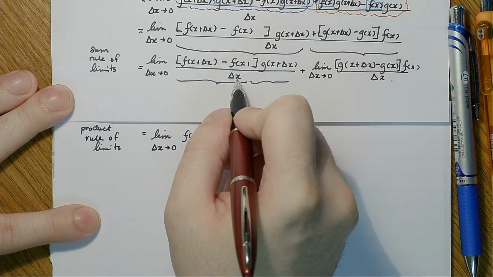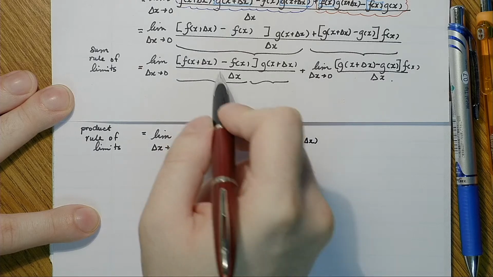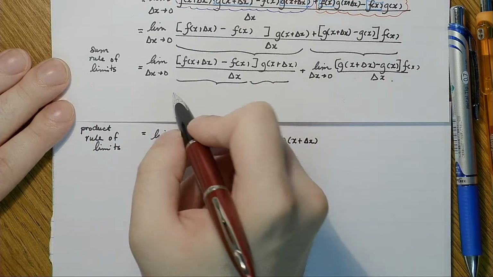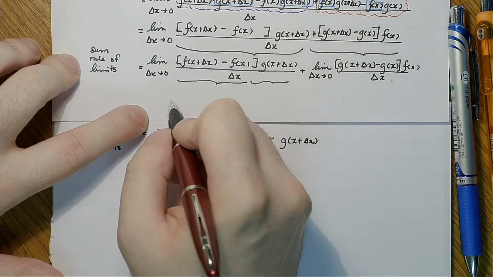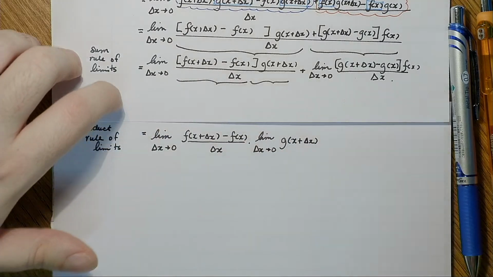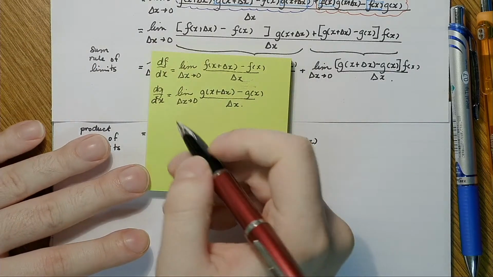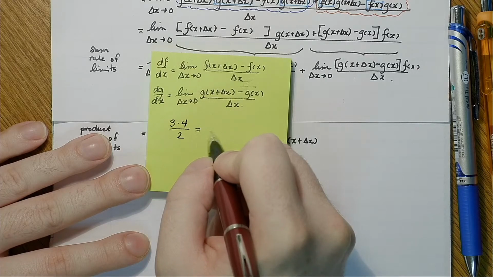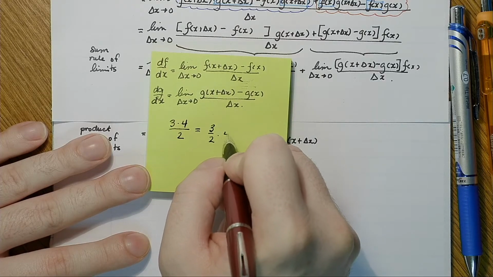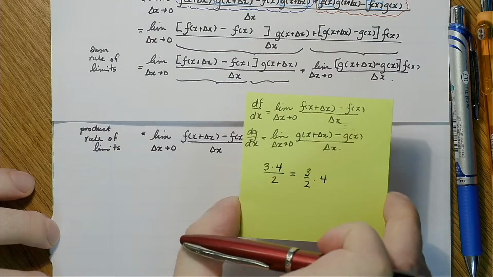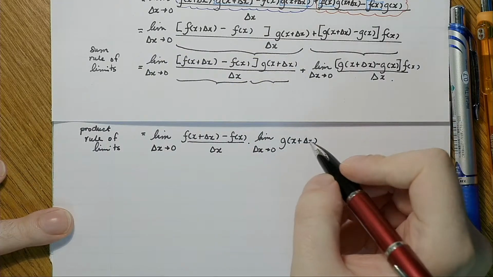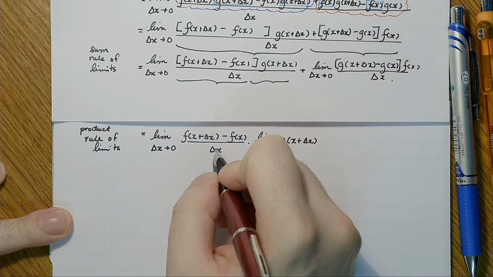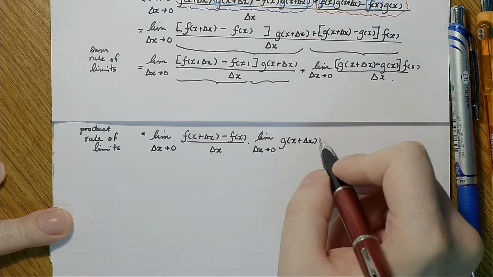So notice that I just shoved the delta x to the one part of the fraction. And I can do that, right? For instance, maybe I won't write that in the proof here, but I have 3 times 4 divided by 2. That's equal to 3/2 times 4. So I can still do that, right? I've just split it, and I've just assigned that delta x to this one.